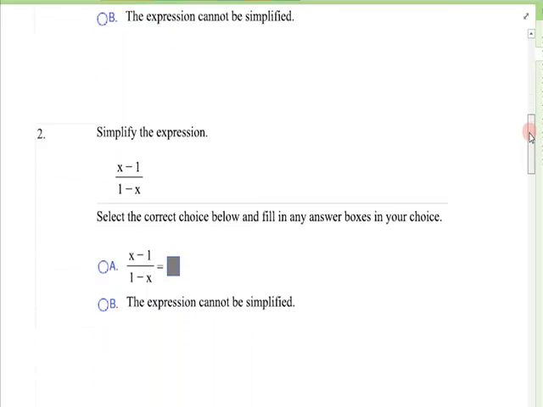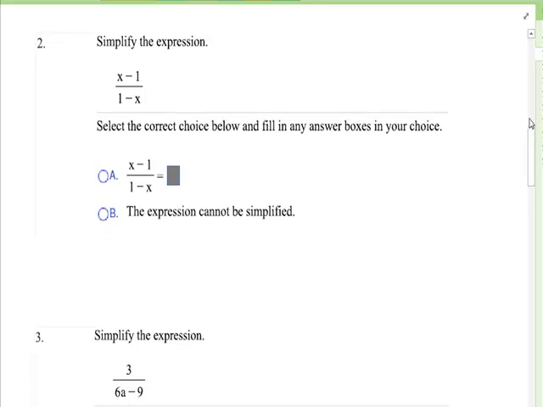All right, let's look at the next one. We have x plus 1 over 1 minus x. Now, x minus 1, there's no common factor. It is a binomial. It is a difference, but it's not the difference of squares. So it cannot be factored. We'll just put it in parentheses. The denominator is the exact opposite.